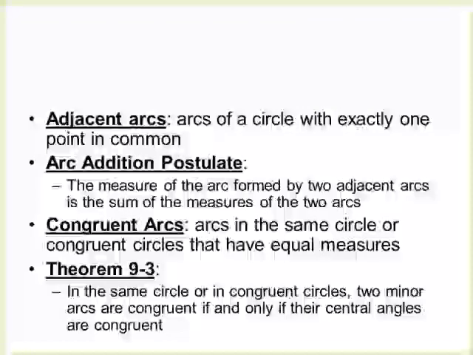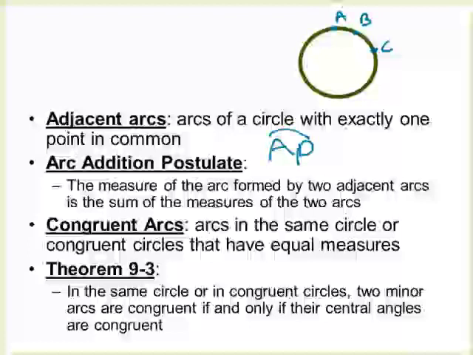Adjacent arcs are arcs in a circle that have exactly 1 point in common. So if I have A, B, and C here, the arcs AB and BC would be adjacent arcs. They share that 1 point in common. They don't overlap at all, and they meet up next to each other.